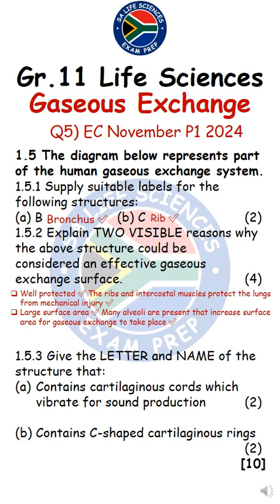Feature number 2, there is a large surface area. The many alveoli are present, and this increases the surface area for gaseous exchange to take place. Feature number 3, the gaseous exchange surface is moist. This is because alveoli are lined with a mucus layer. And finally, the gaseous exchange surface is thin. This means that the alveoli are 1 cell layer thick.